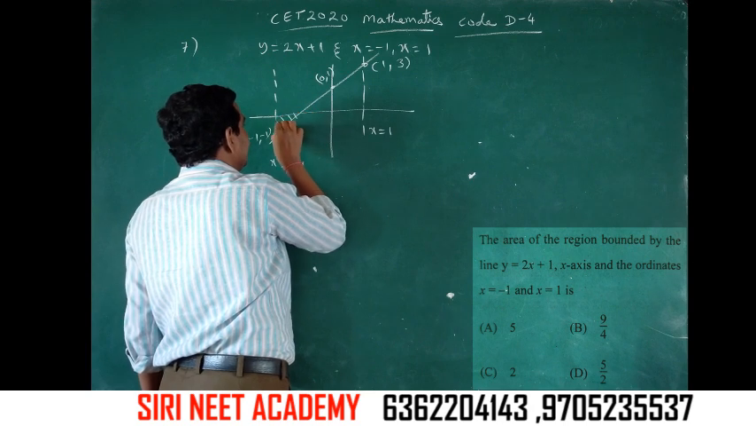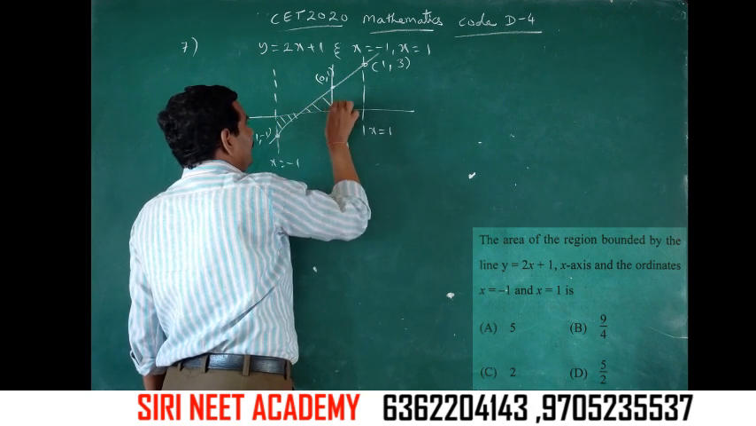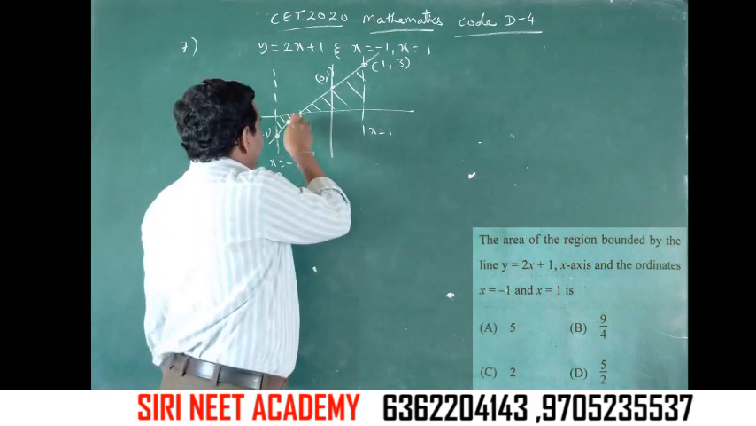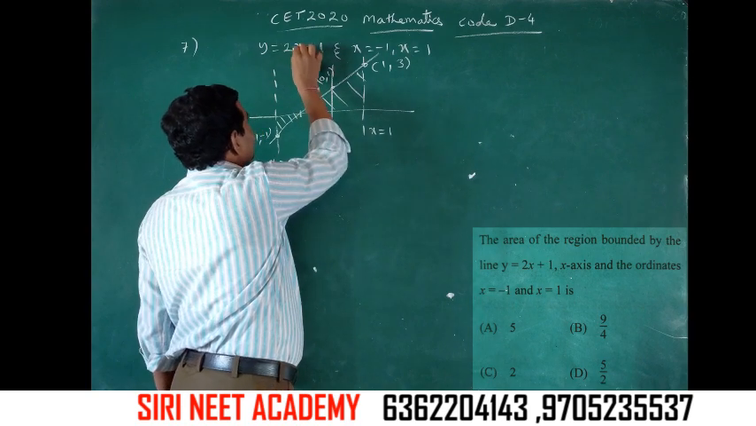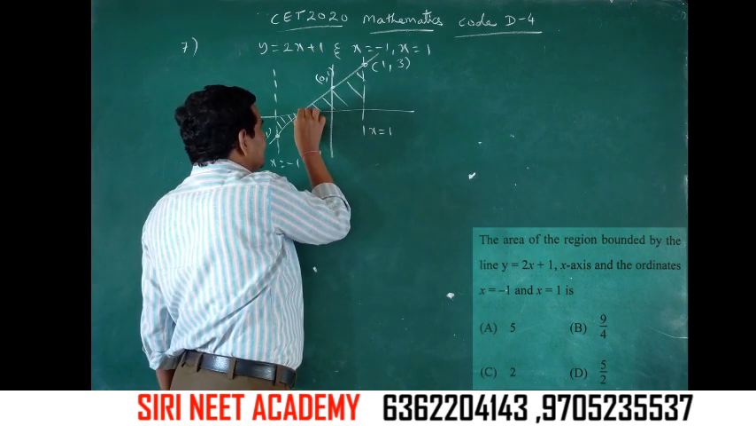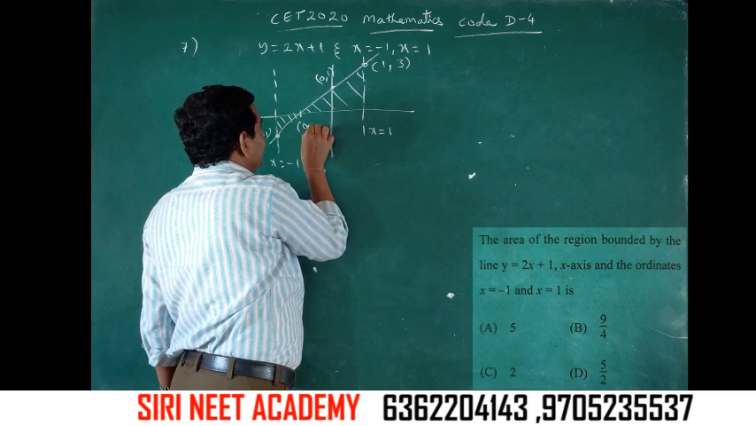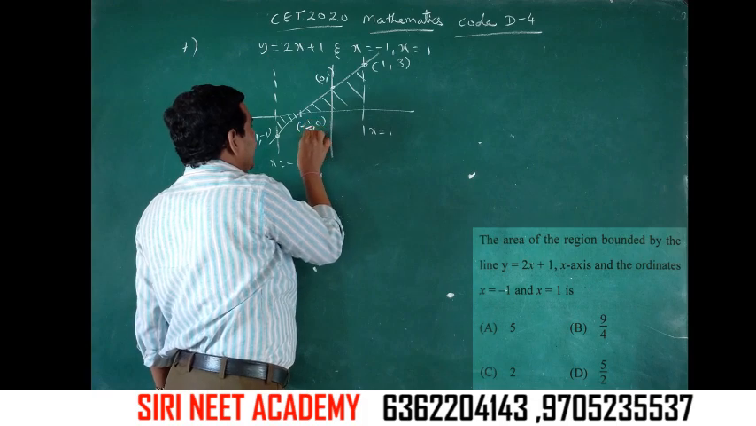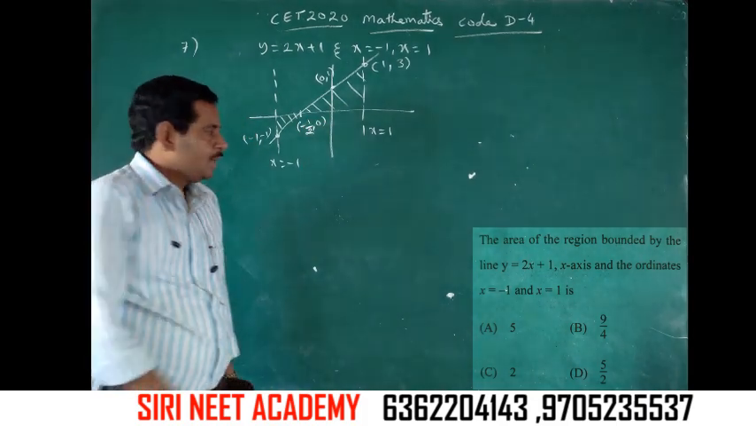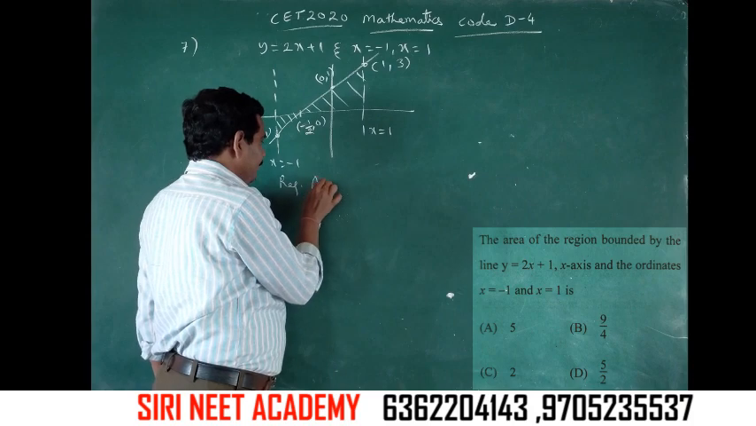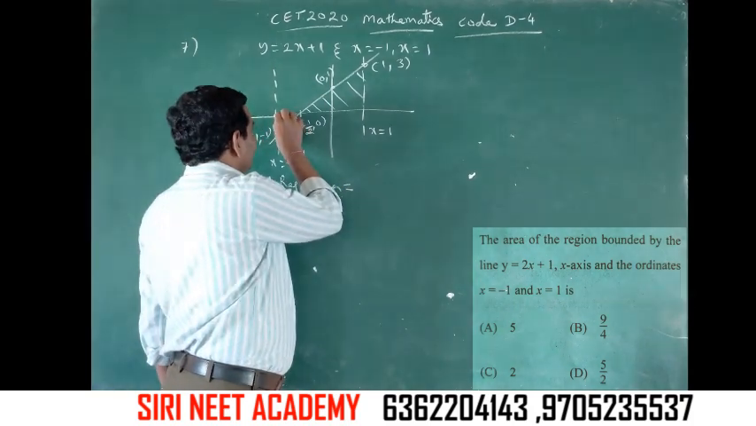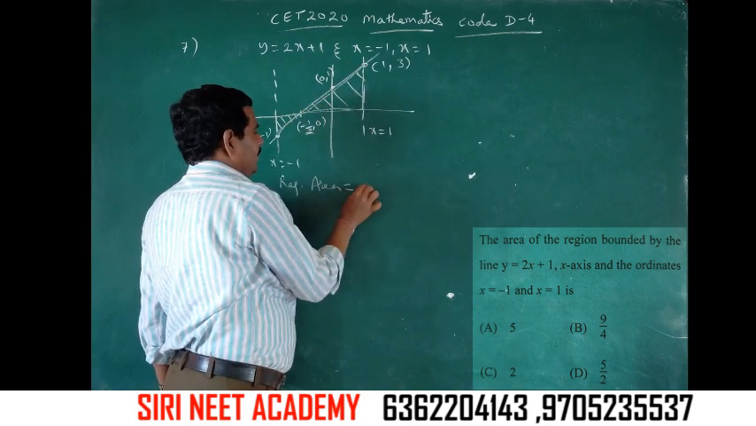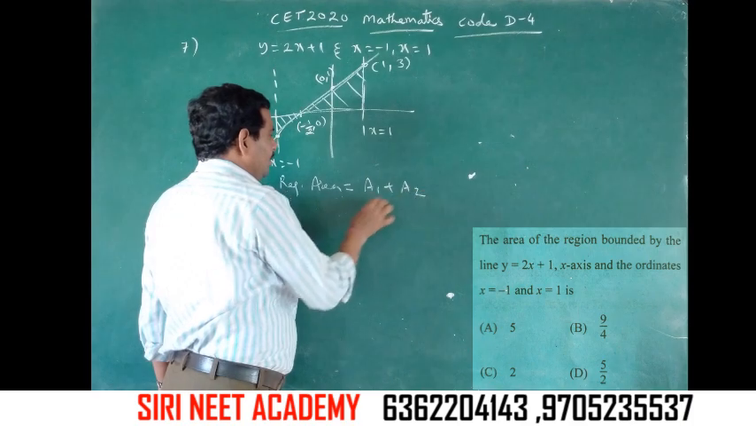So we need this area. What about this point? So this one, y is equal to x plus 1, this straight line. At this point, y value is 0. Put y 0, x value is minus 1 by 2. So required area is equal to first part plus second part, say A1 plus A2.